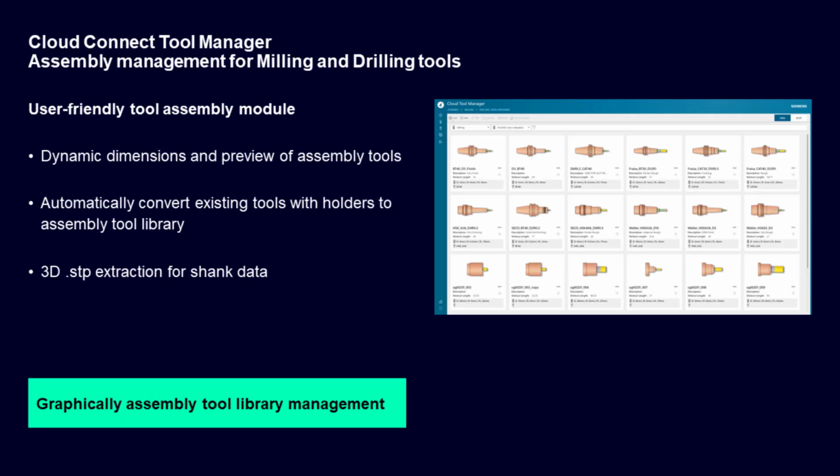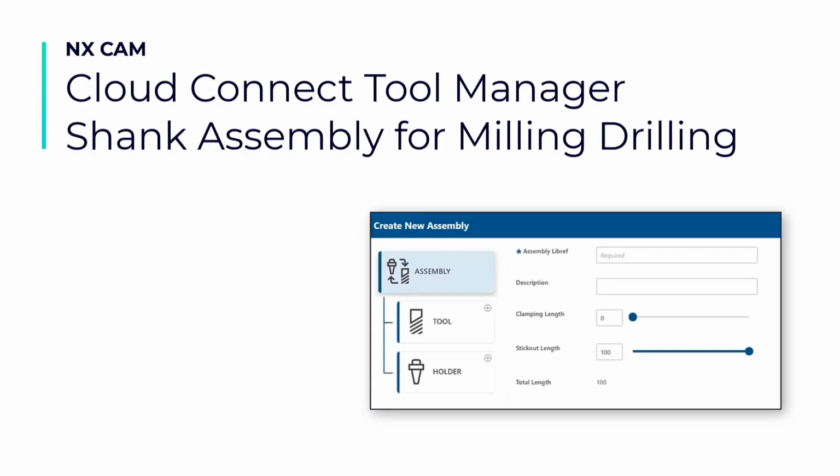A new module, Tool Assembly, and other enhancements have been added to the Cloud Connect Tool Manager, which was released in NX 2306. Dynamic Assembly Tool Preview and Dimensions enable users to define and edit an assembly tool easier. Several search functions are also supported in this module. Multiple shanks are also implemented. Users can extract step data from 3D.stp file.